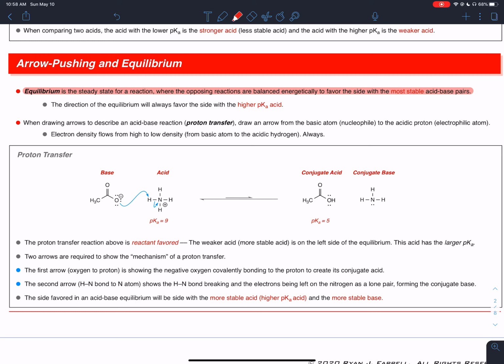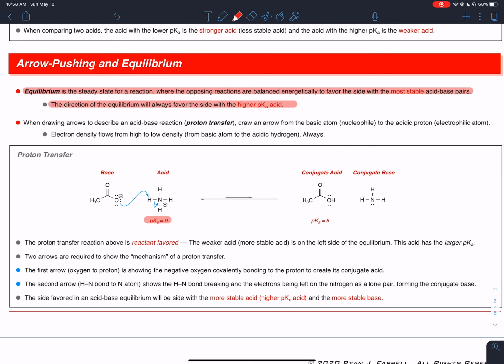And it could be the case that one side is favored over the other at equilibrium, or there's an equal amount of these species and these species at equilibrium. Really depends upon the reaction that we're looking at. I think the crux of the matter here is that when it comes to acid-base equilibrium, we can think about the side that is favored at equilibrium will have the higher pKa acid. Okay, so for instance, in this example, this side is favored at equilibrium.